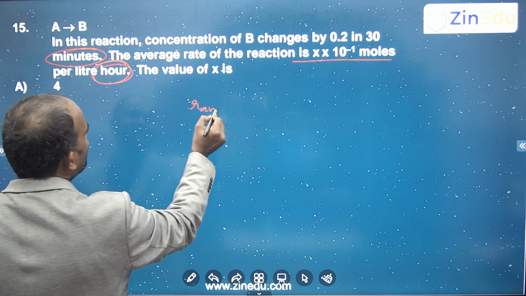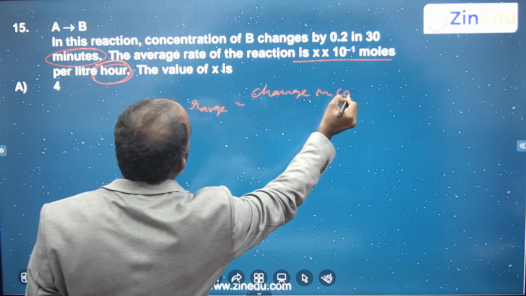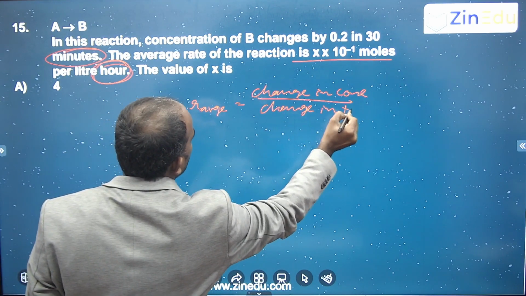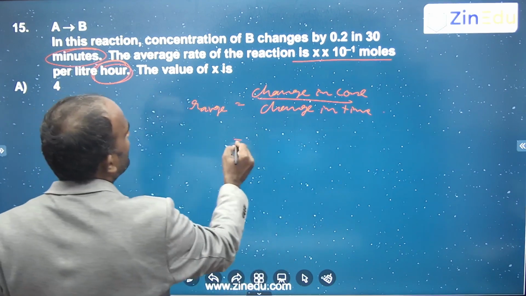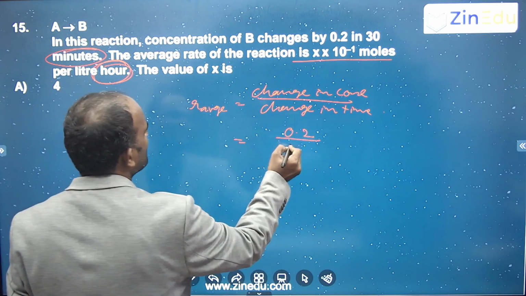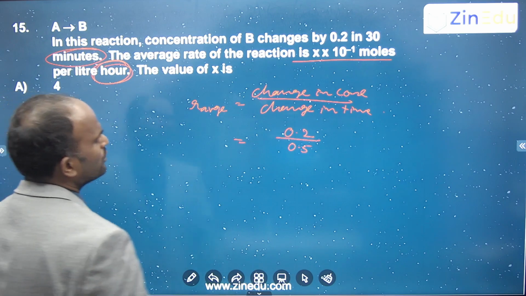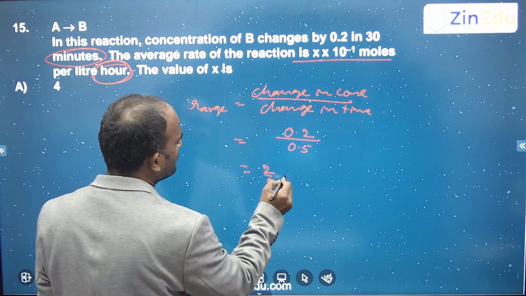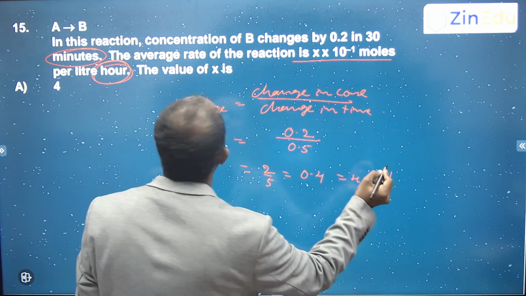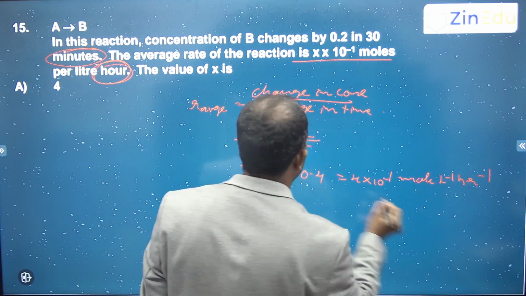So average rate is equal to change in concentration divided by change in time. Change in concentration divided by change in time: 0.3 divided by 30 minutes, which means 0.5... so that is equal to, anyway, 2 divided by 5. So 0.4, 4 into 10 power minus 1 mole liter inverse minute inverse.